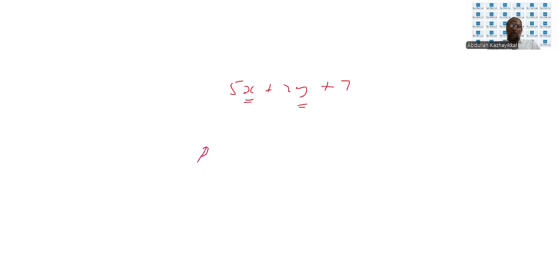So what about this one? p(x) equals 7x square minus 11. It is a polynomial in one variable, correct? It is a polynomial in one variable. The earlier one is not a polynomial in one variable.